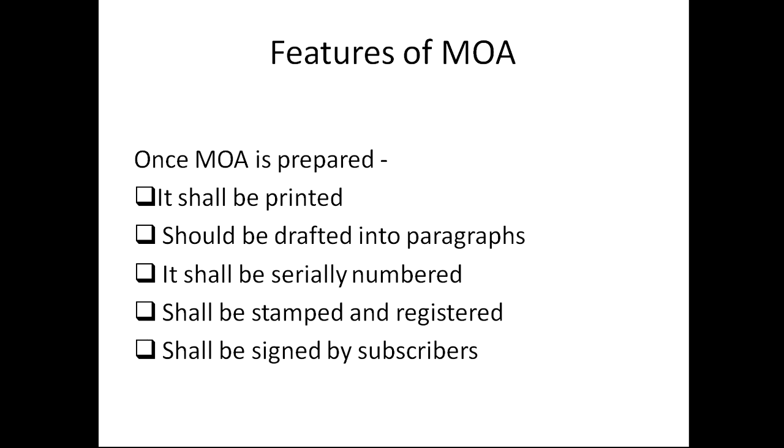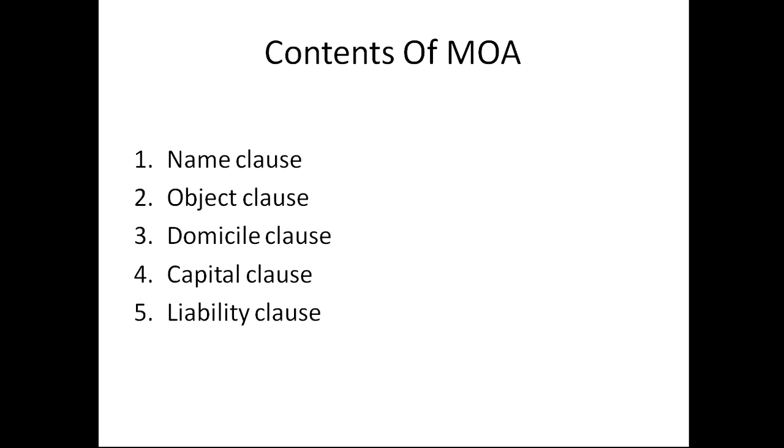Features of MOA. Once the MOA is prepared, it should be printed, drafted into paragraphs, serially numbered, stamped and registered with the ROC, signed by subscribers to the memorandum in the presence of a minimum of 2 witnesses. Contents of MOA. It has 5 contents, namely name clause, object clause, domicile clause, capital clause and liability clause.